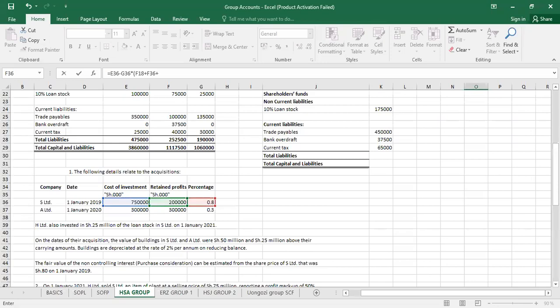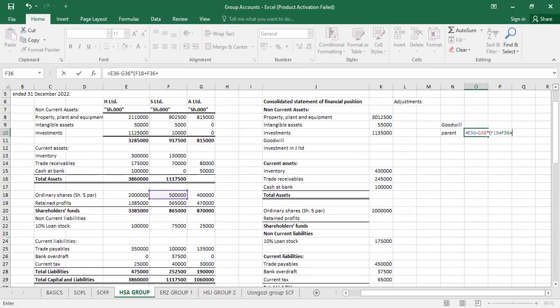So first you must check, before you add the 50 million, how the question is presented. You see the question is presented in thousands, and there we've been told 50 million, so it will be 50,000. You close your brackets, Control Enter. Then now we calculate for NCI.